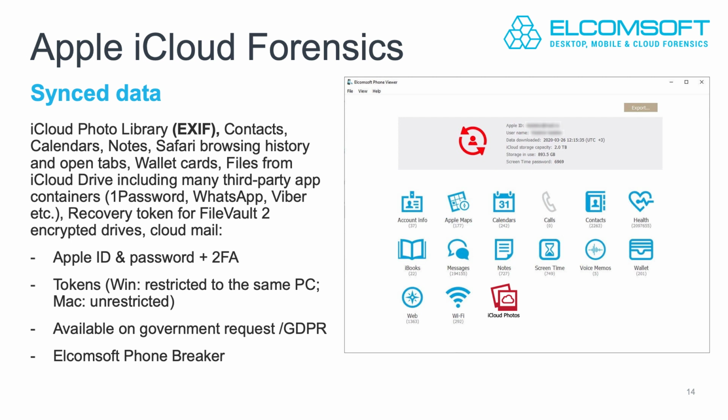iCloud Photo Library is also an excellent storage of information. It's not just pictures. Most of the pictures taken with a smartphone camera contain EXIF data, including location data with exact GPS latitude and longitude, which makes it very good evidence.